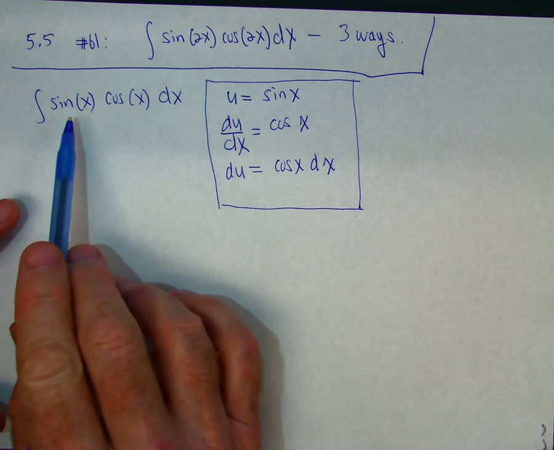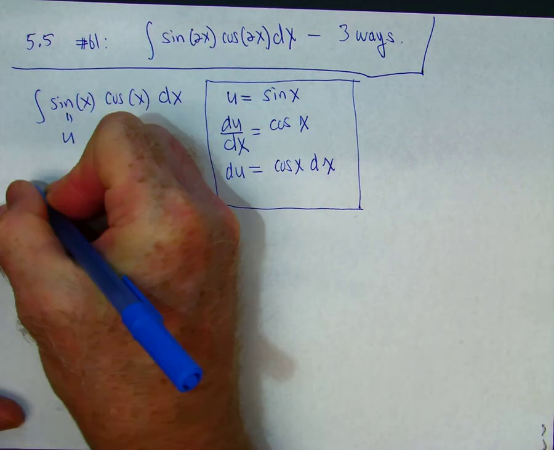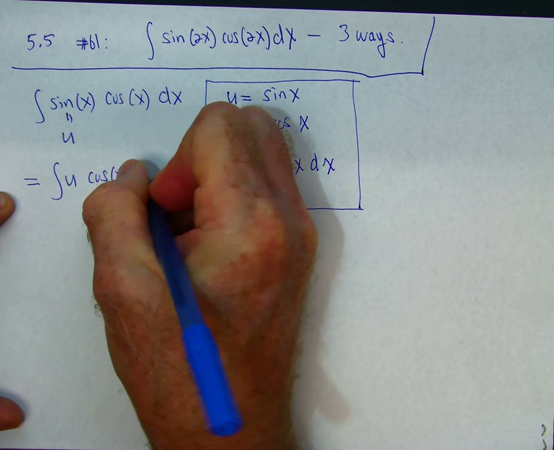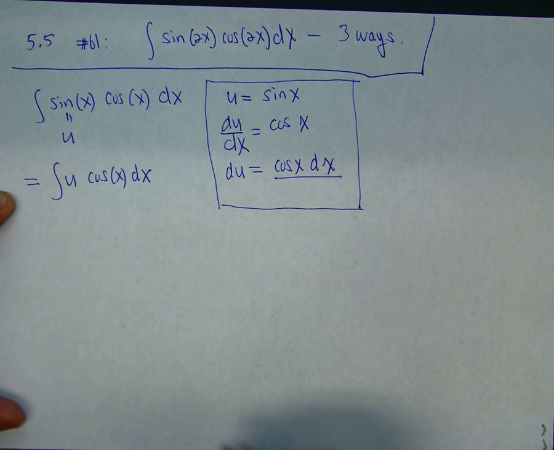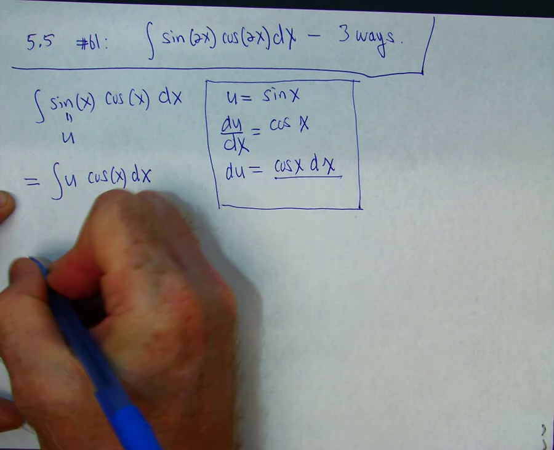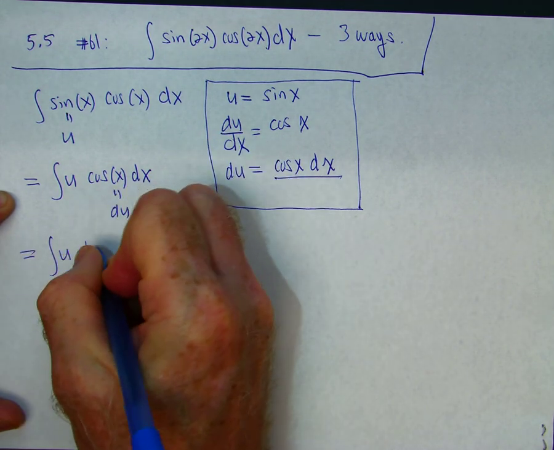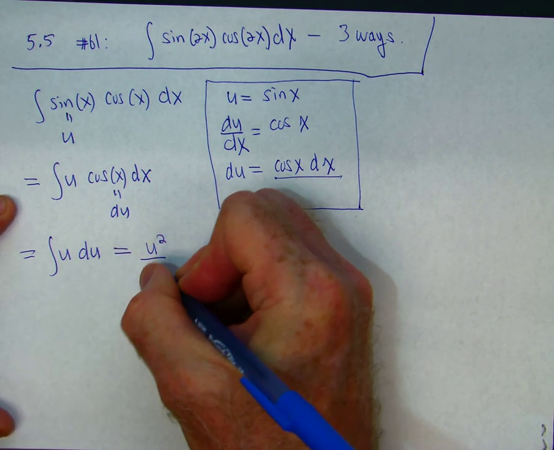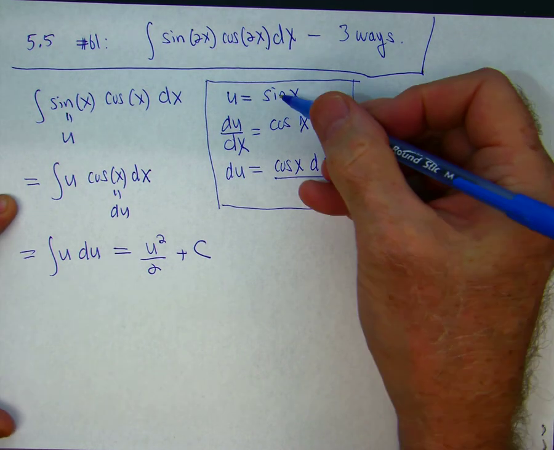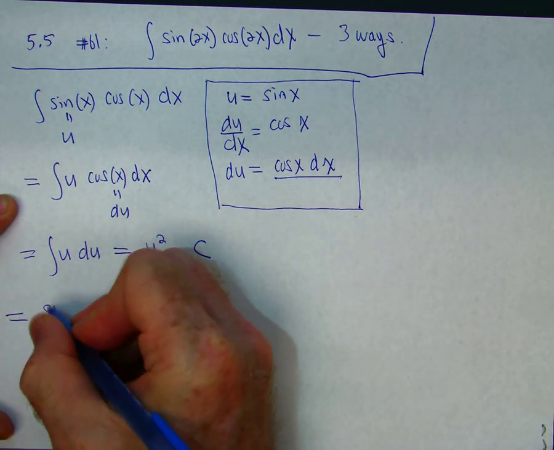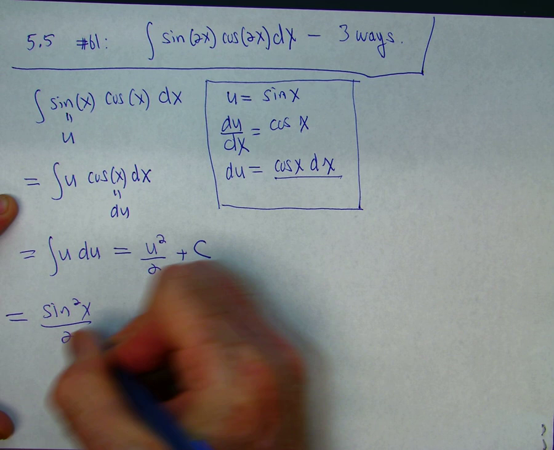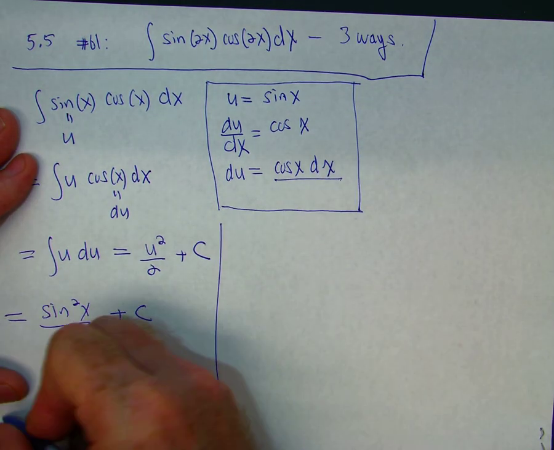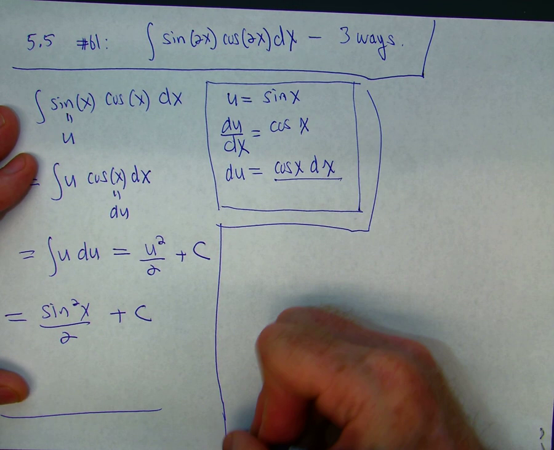Okay, so there's my u, and I get u cos x dx. That's going to be my du. So I get a nice simple integral, u du. Okay, so I integrate it, add 1 to the exponent, divide by 2, and add the constant of integration, back substitute. And I get sine squared x plus c. So that's the first way to do it. So got that one done.